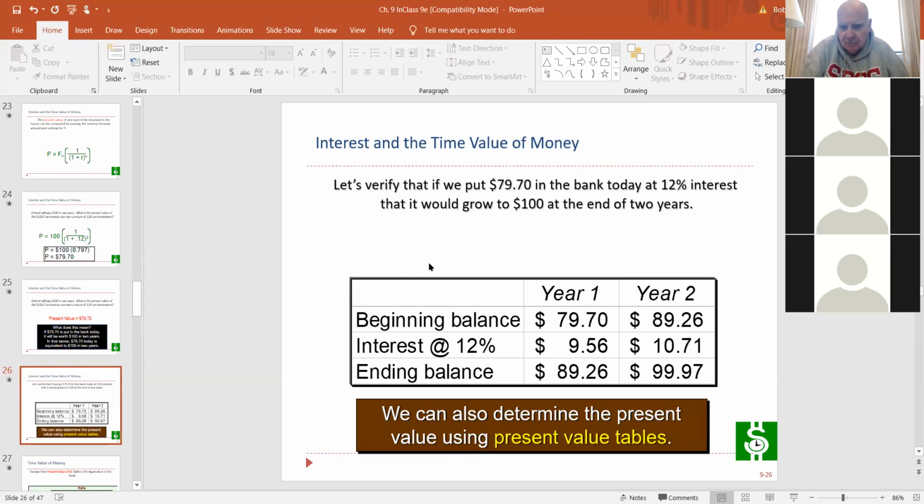And they're showing you the conversion here. 79.70 times 1.12 is 89.26. 89.26 times 1.12 is 100. You get up to $100, just a little rounding difference. Okay?